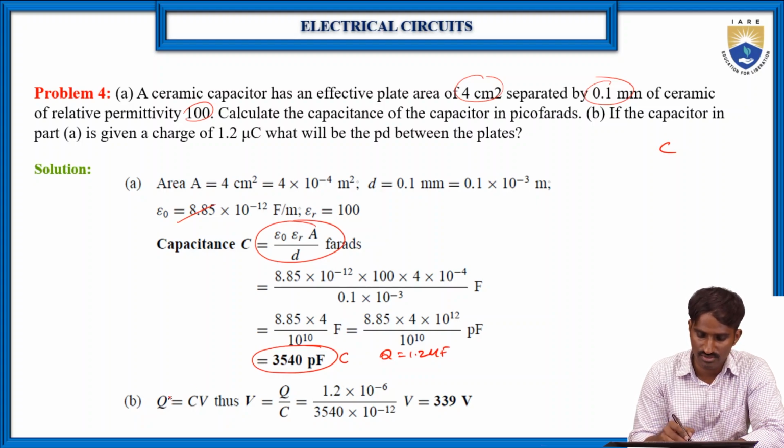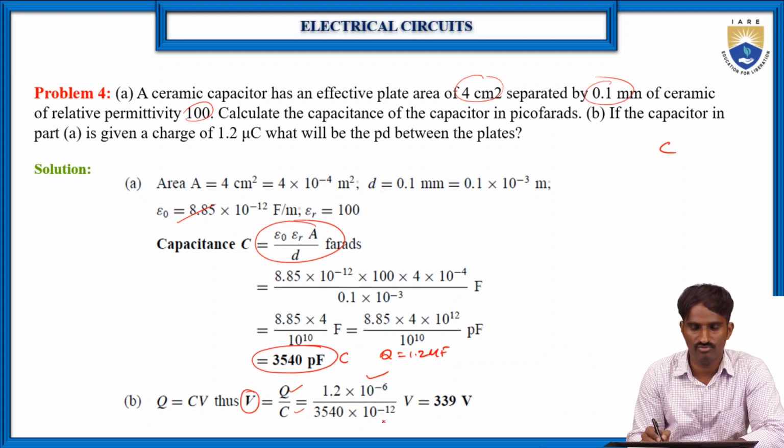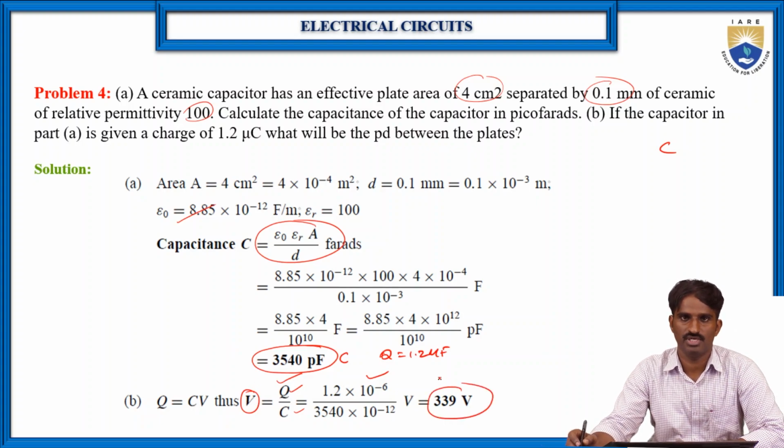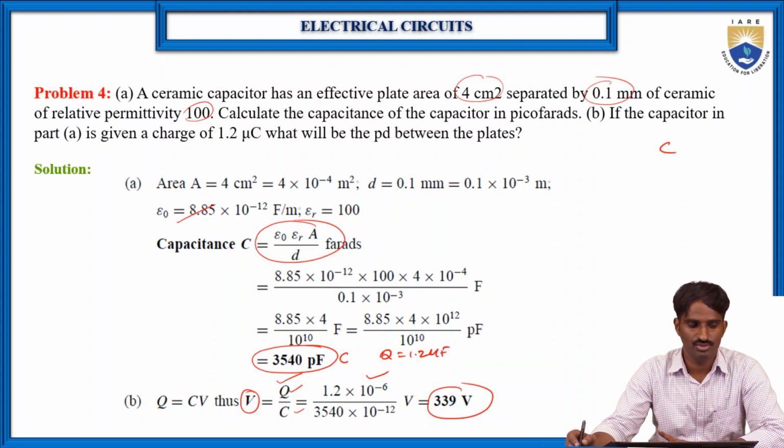Of course, again direct equation. V is equal to Q by C, then substitute the value of Q, which is 1.2 into 10 to the power of minus 6, and C here is equal to 3540 into 10 to the power of minus 12. Then if you simplify, you will get the potential difference between these two plates, here it is 339 volts, right? So this is the potential difference between these two plates.